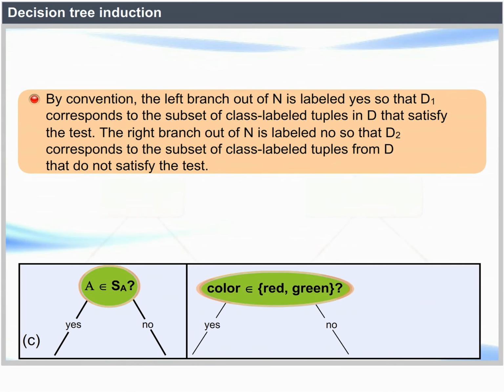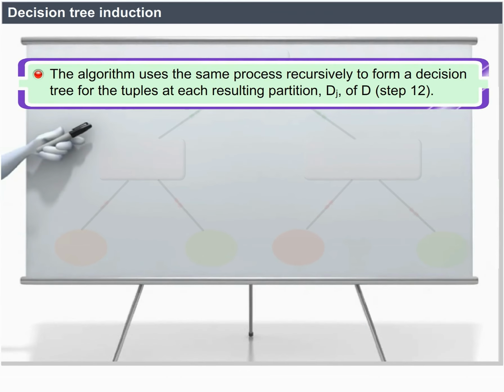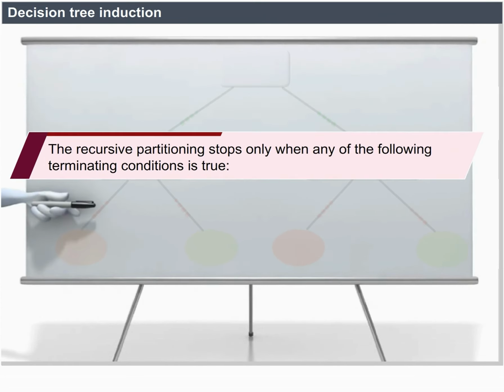By convention, the left branch out of N is labeled Yes, so that D1 corresponds to the subset of class-labeled tuples in D that satisfy the test. The right branch out of N is labeled No, so that D2 corresponds to the subset of class-labeled tuples from D that do not satisfy the test. The algorithm uses the same process recursively to form a decision tree for the tuples at each resulting partition Dj of D. The recursive partitioning stops only when any of the following terminating conditions is true.